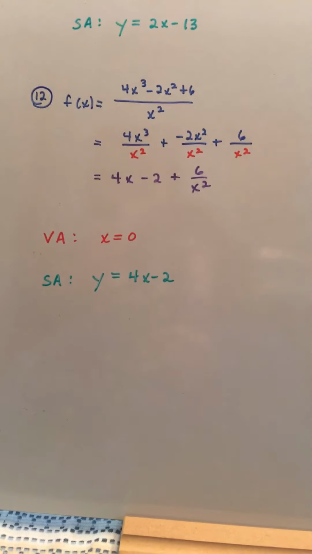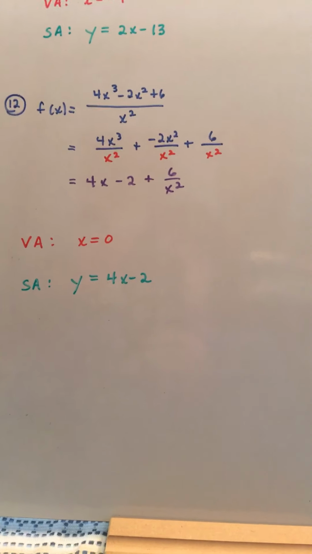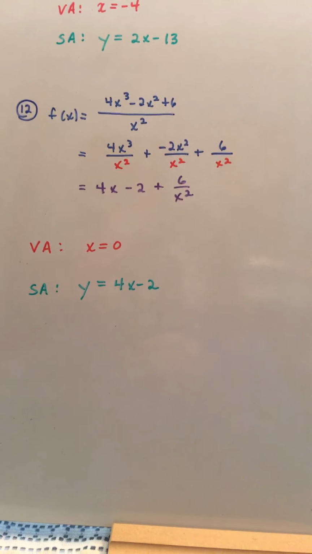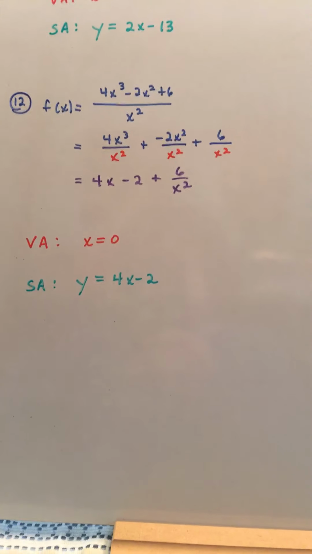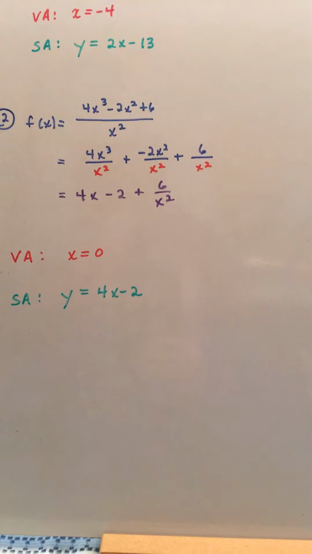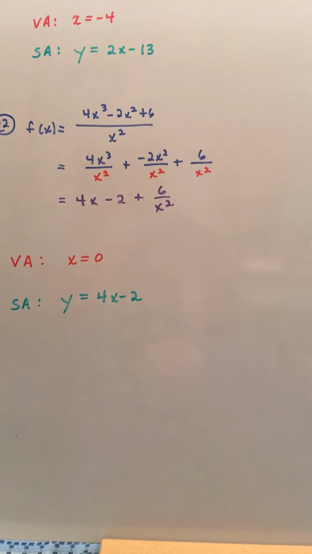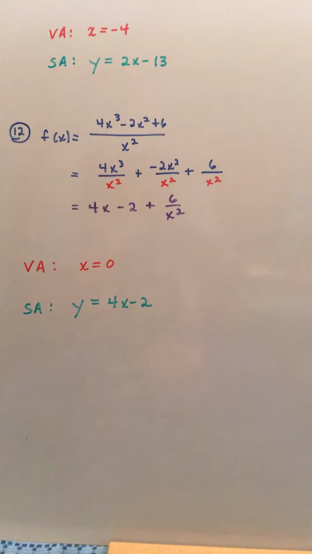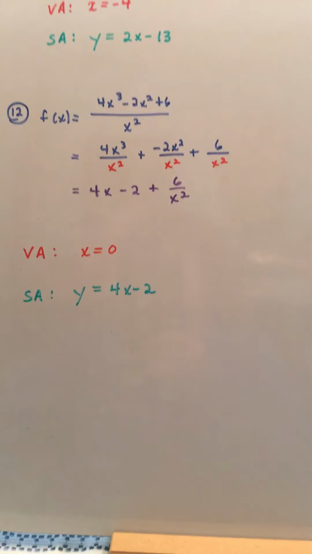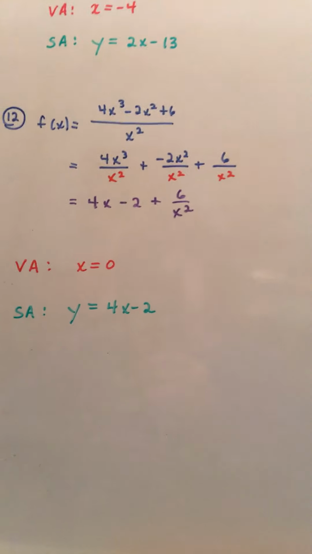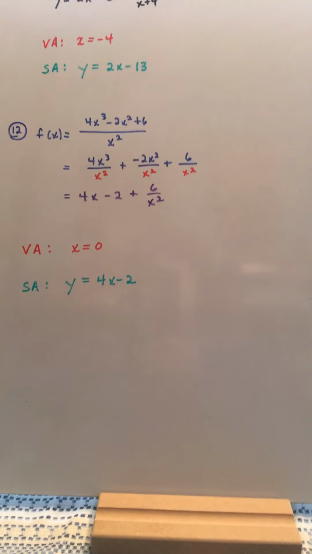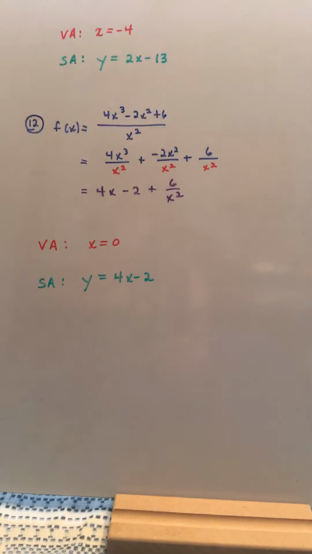Now I saved Mr. Monomial for last, only because y'all seem to screw him up more than you do anything else. It's just, hey, this has been a generational problem, not just you all, over the generations. So I divide each one by x squared and get 4x minus 2 plus 6 over x squared. So I end up with a vertical asymptote of x equals 0 and a slant asymptote of y equals 4x minus 2.